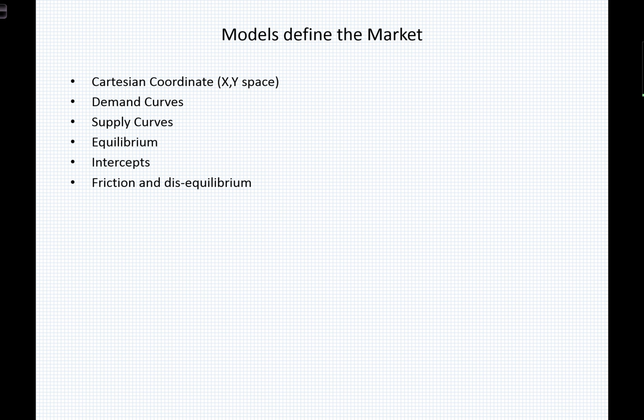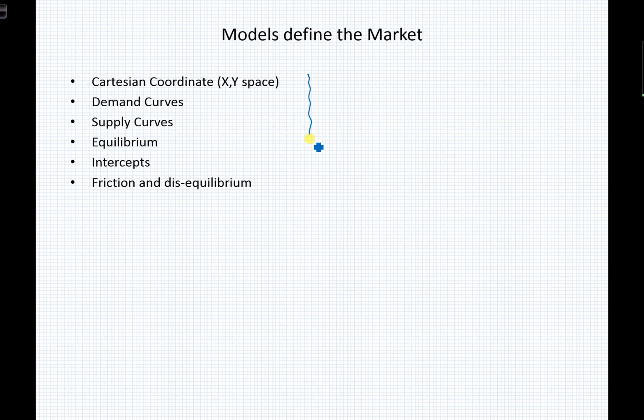In this we're going to consider how these models are formed as part of a Cartesian coordinate XY space. We'll look at demand curves, or some graphic relationship showing labor demand, and supply curves, or some graphic relationship showing labor supply. We'll then take a brief look at what equilibrium means. We'll take a look at intercepts, and then we'll think about friction and disequilibrium in a very simplistic way. But let's begin by thinking about this issue of this coordinate.